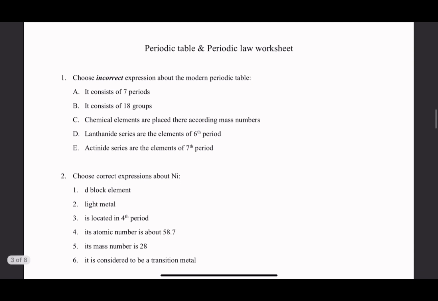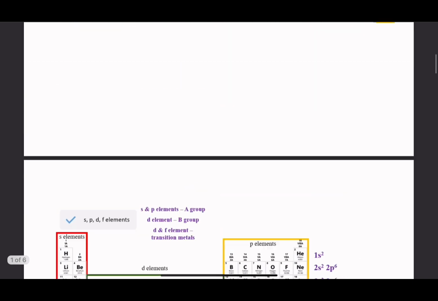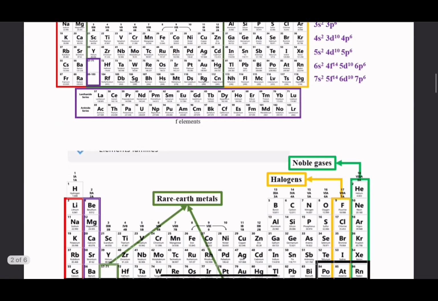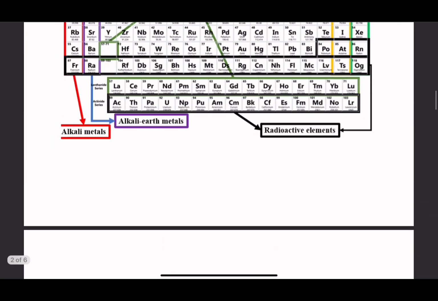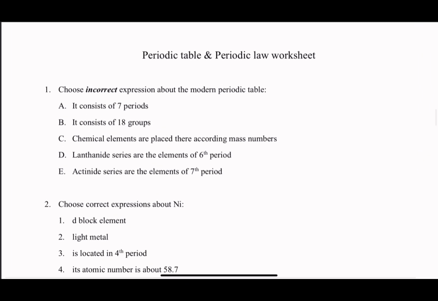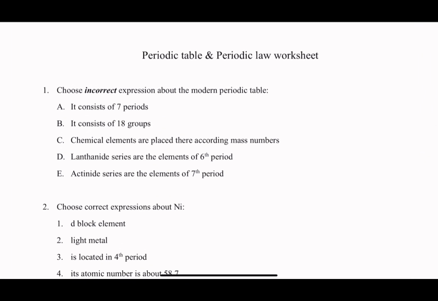So for this one I'm gonna upload this file again. I took it from your PPT. So I got the periodic table with different kinds of information on it. And here, let's go with the first question. It's telling us to choose the incorrect expression about the modern periodic table.